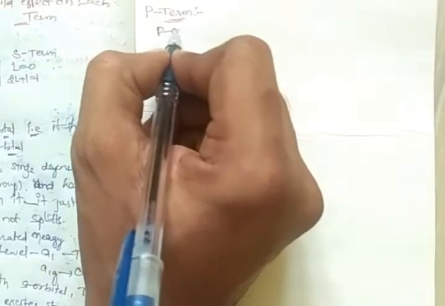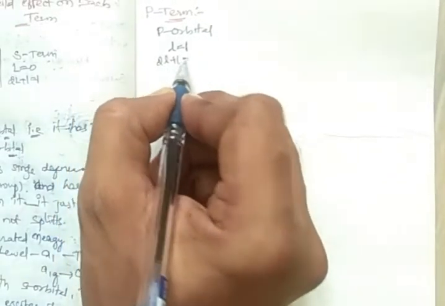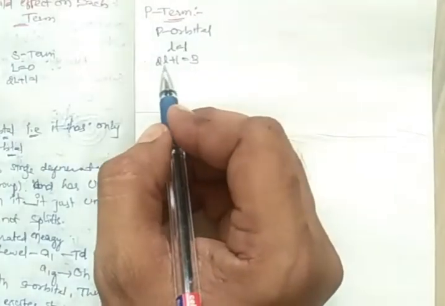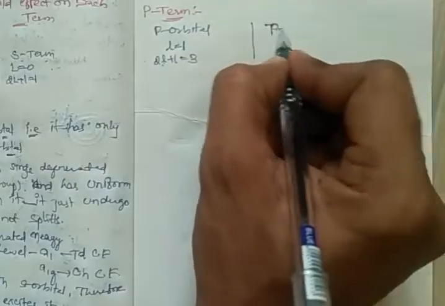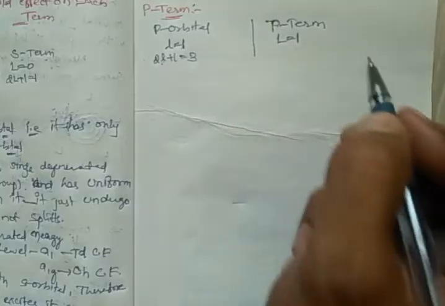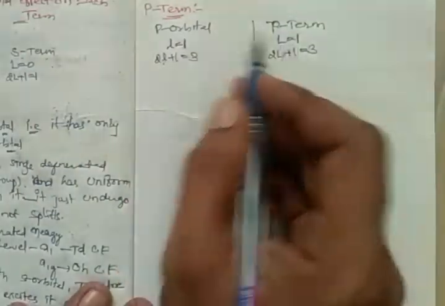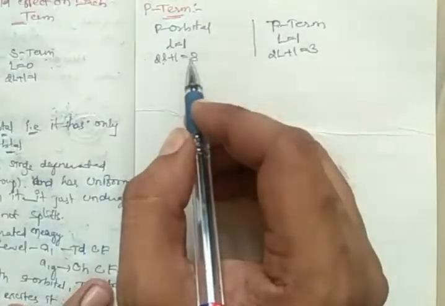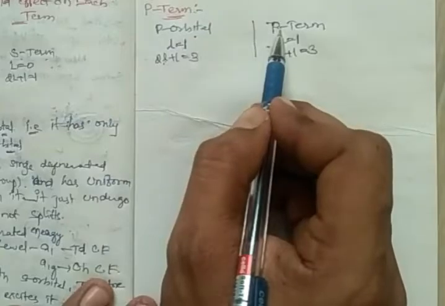Now coming to the effect of the crystal field on the P term. The P term can be compared with the P orbital. The P orbital's orbital angular momentum value is 1 and its orbital multiplicity is 3. With L equal to 1, substituting in 2L plus 1, it becomes 2 into 1 plus 1, which equals 3. The P term also has an orbital angular momentum of 1 and an orbital multiplicity of 3. So we can say they are one and the same, with respect to orbital angular momentum and orbital multiplicity. So the crystal field effect on the P orbital can be just copied to the P term, right?